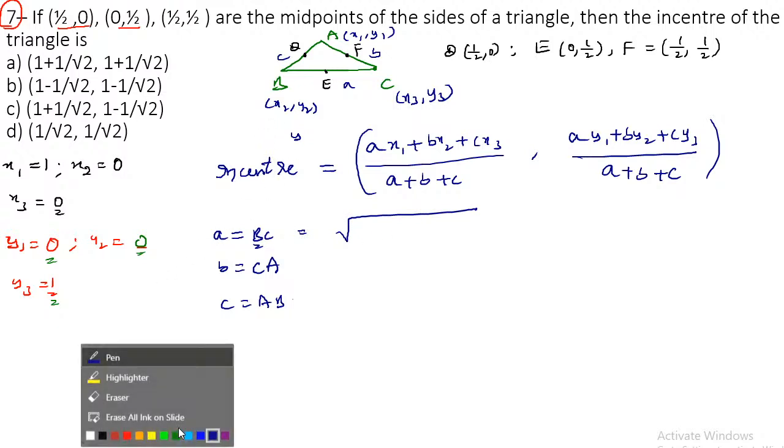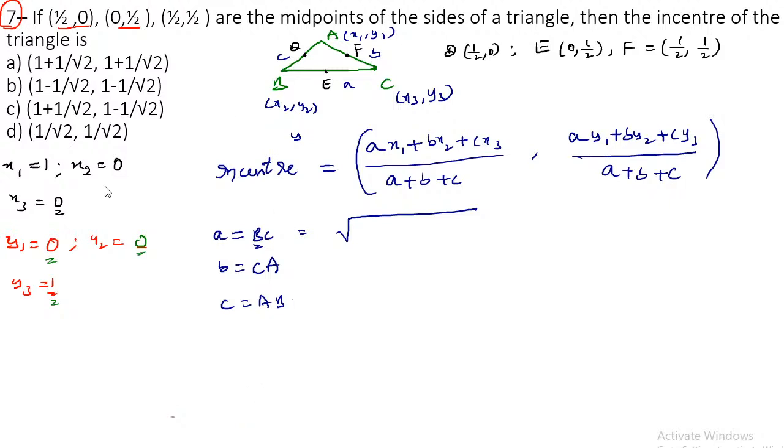So x2, y2. Let me write the coordinates here. x1 is 1 comma, what is y1? 0. x2 is 0 comma y2 is also 0. x3 is 0 comma, what is y3? y3 is 1. So we are given the origin as one of the vertices of this triangle, and 1 comma 0 and 0 comma 1 are the other two vertices.